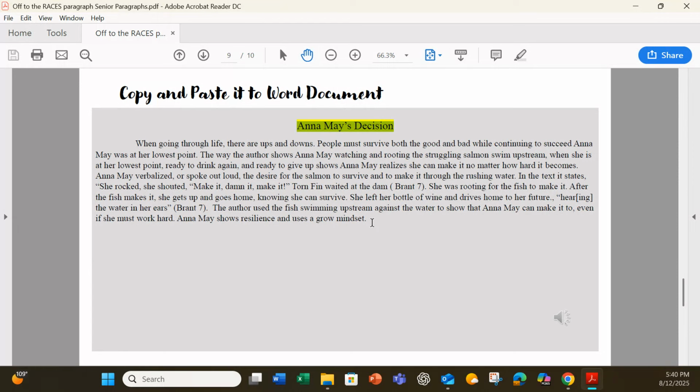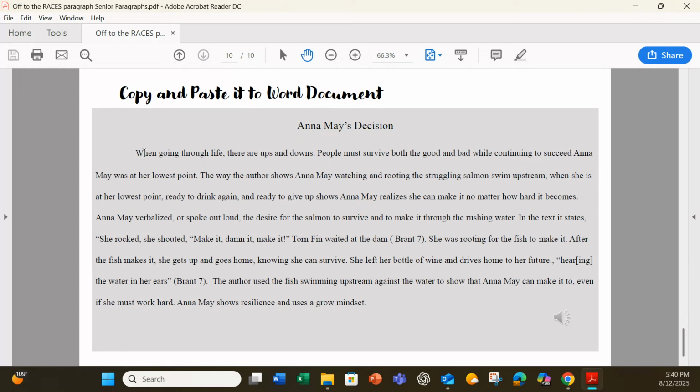The only thing you need to do next is double space it. So if you look here, it is double spaced. Okay, so I highlighted the whole thing and I went to the up and down blue arrow in the paragraph section of the bar and I clicked 2.0. And that is all I have to do. My paragraph is ready for my teacher to look at and grade.